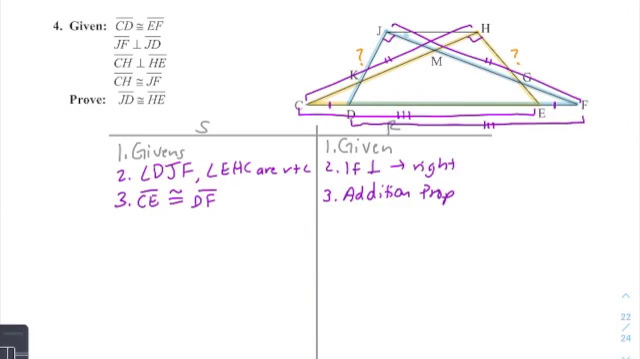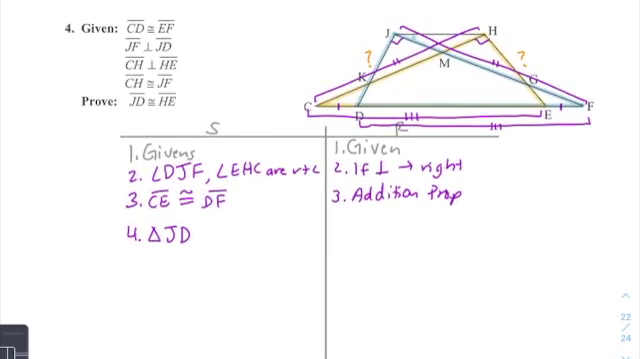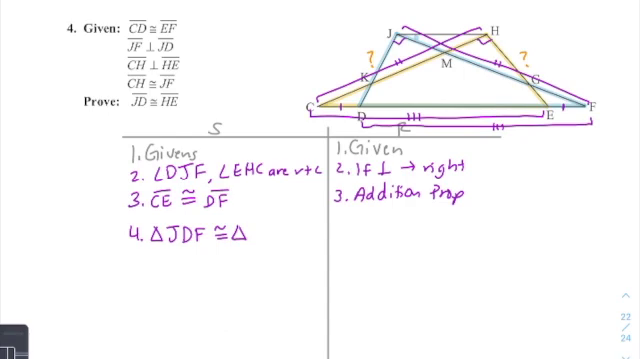We have the hypotenuse, we've proved them congruent. We've proved one set of corresponding legs congruent, and we have right angles. So I can prove triangle JDF congruent to triangle JDF congruent to triangle JDHEC.